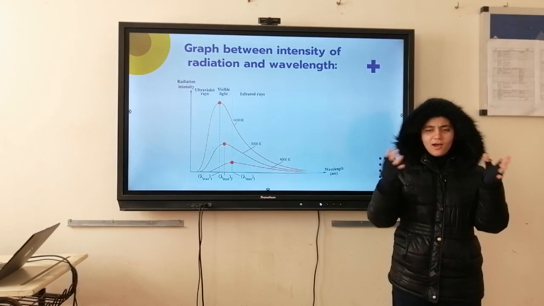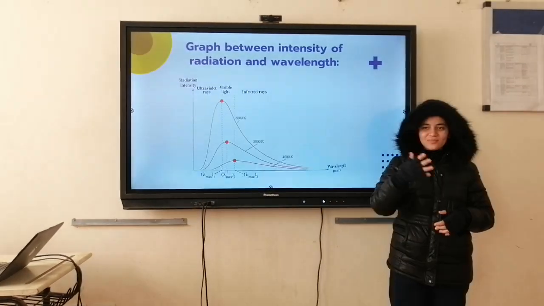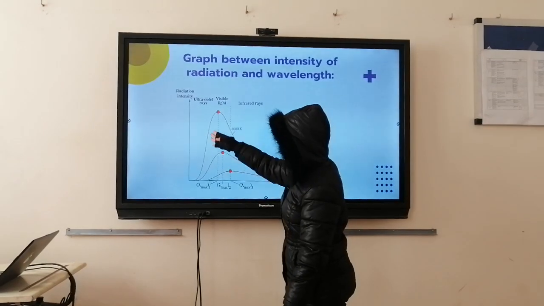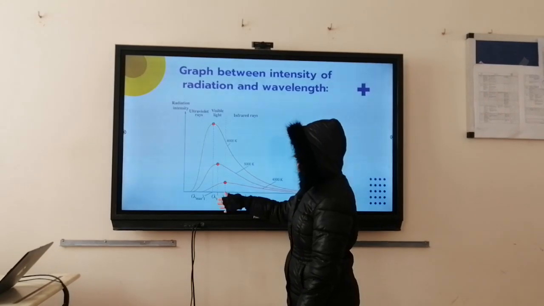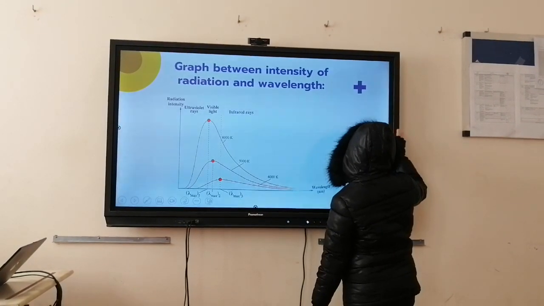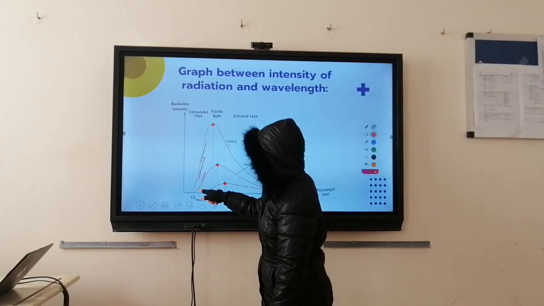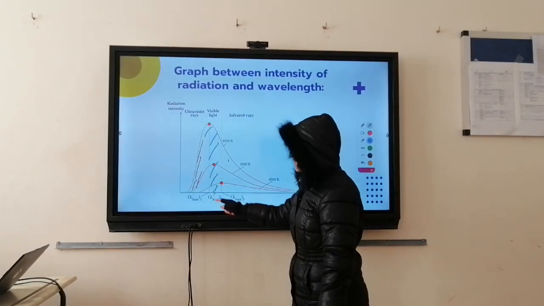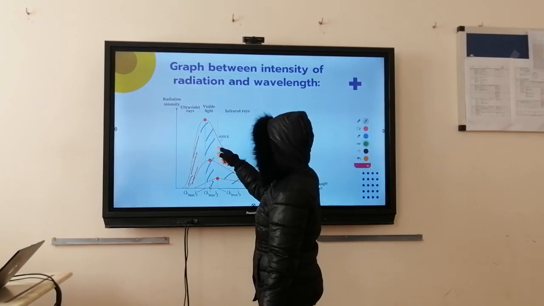And again, after some time, he explained this phenomenon. Here, this part is for ultraviolet rays. Ultraviolet is here, and this is the visible light. After that, this part is in the infrared rays. This ultraviolet has high intensity, and this is the infrared rays.